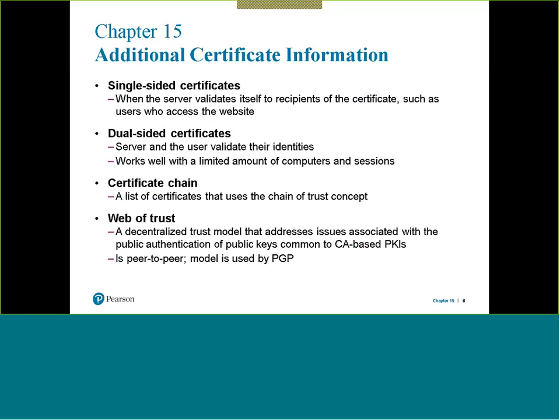All right, so single-sided certificates is when the server validates itself to the recipient, such as a user who accesses the website. Dual-sided is when the server and the user both validate their identities. This works well with a limited number of computers and sessions, but you have to have a certificate for everybody. The chain is the list of certificates; that's the chain of trust concept. And then again, the web of trust. This is where I trust someone that that key is valid. For VeriSign, or for others like PGP, to work, I have to trust the model that's signing that certificate.